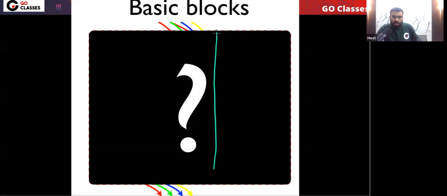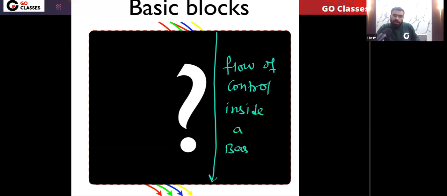This is the control flow. This is the flow of control inside a basic block. Understood? So you can see there can be multiple incoming edges, there can be multiple outgoing edges. These are fine. So very simple.